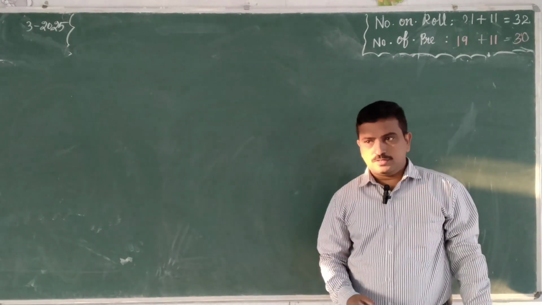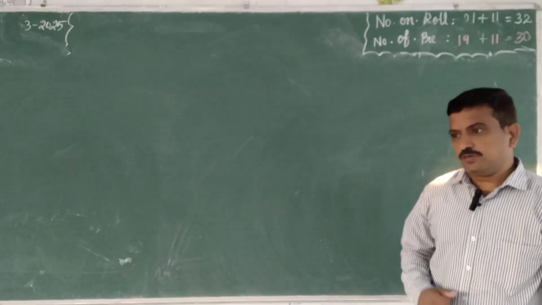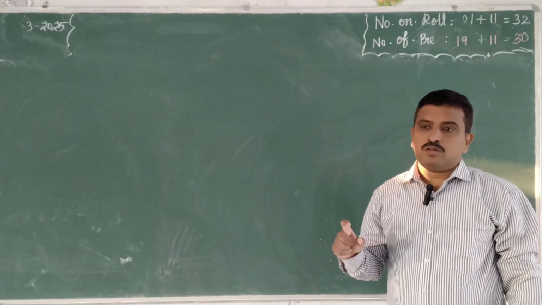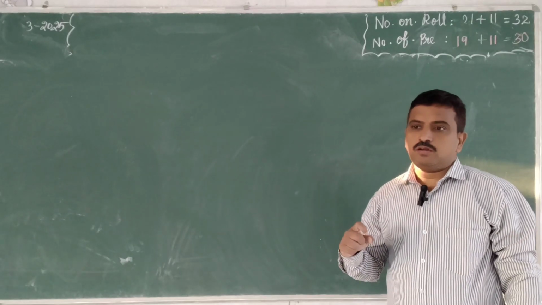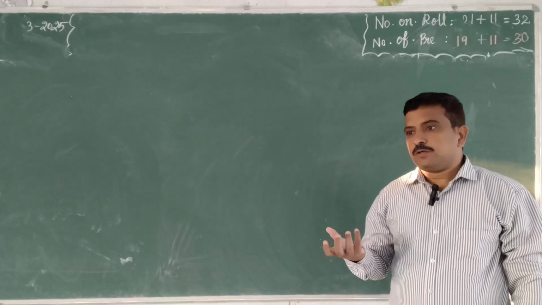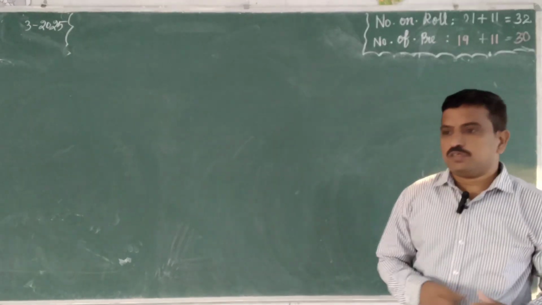Today we discuss current electricity, third lesson, 12th standard. In this one, we discuss cells, how to connect them in series and parallel, what the related problems are, and mixed grouping, that is, a combination of parallel and series connections. So now we discuss.